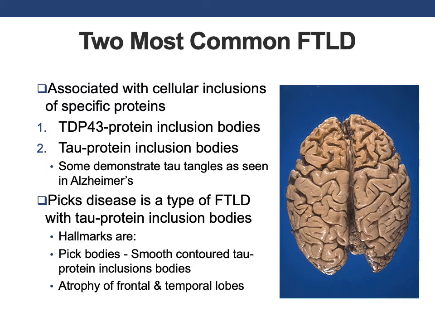The only named frontotemporal lobar degeneration disease we will cover is Pick's disease. Pick's disease is a type of FTLD with tau protein inclusion bodies. The hallmarks of Pick's disease are Pick bodies, which are smooth, contoured tau protein inclusion bodies within the infected neuron and lead to atrophy of the frontal and temporal lobes.